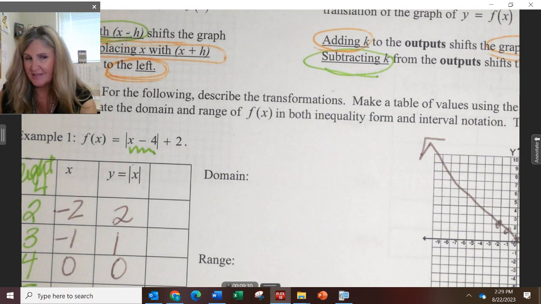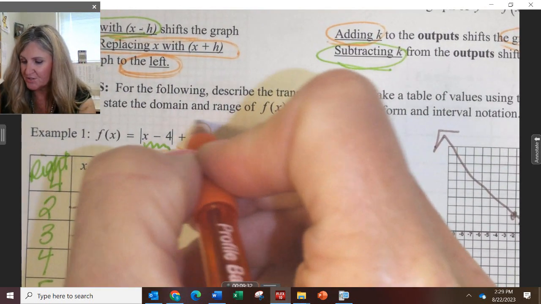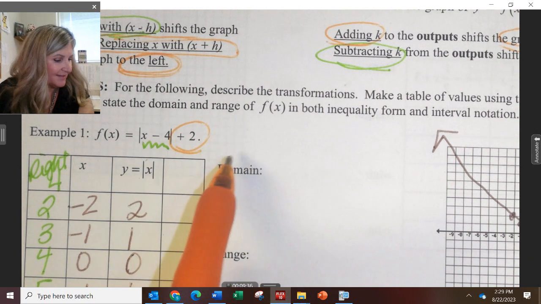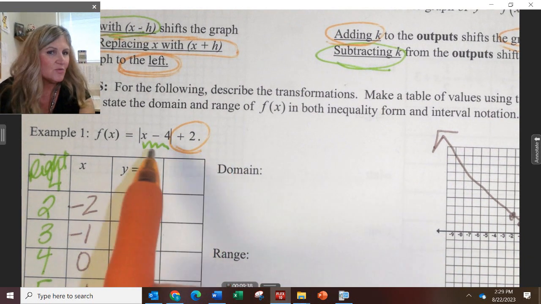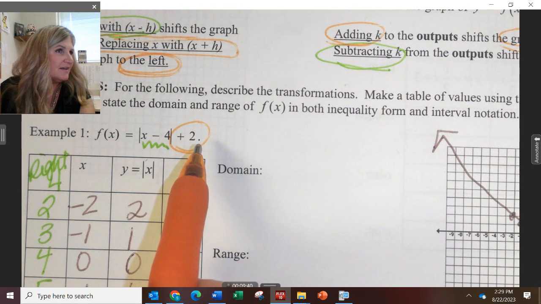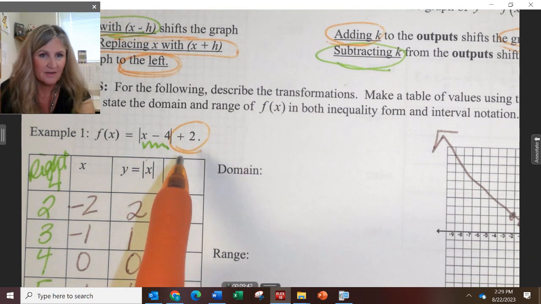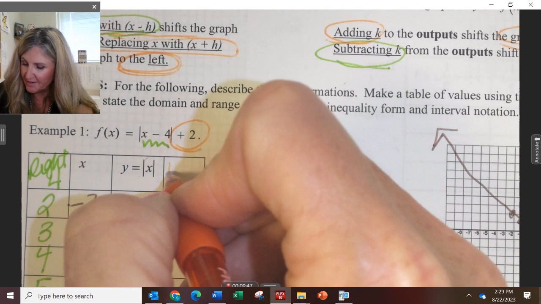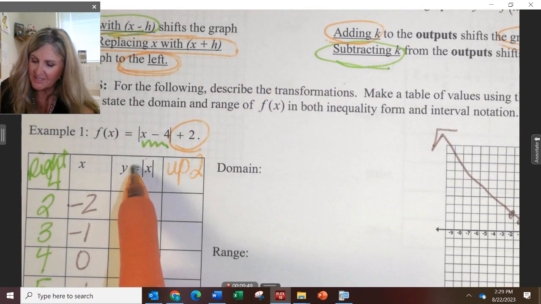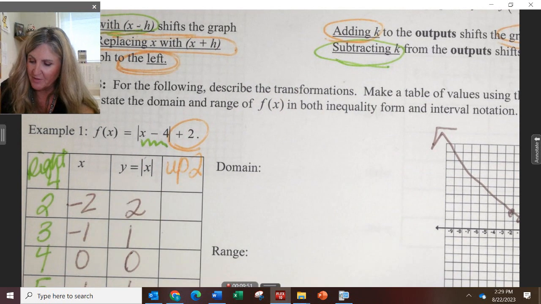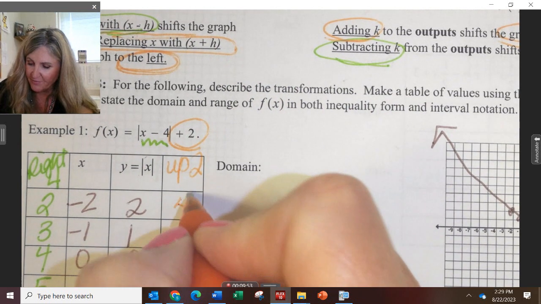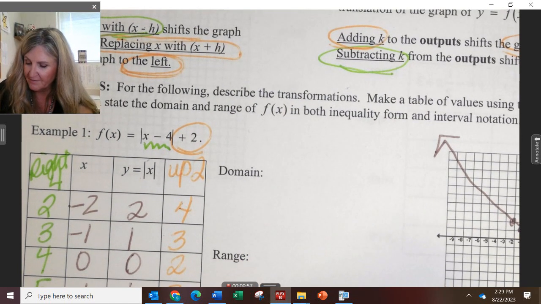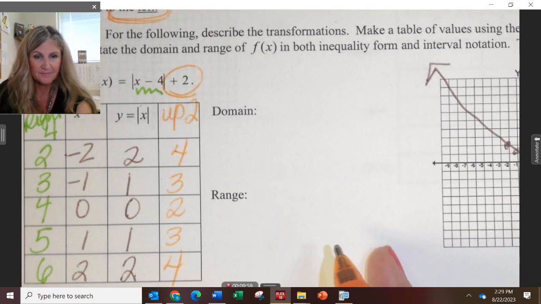Okay, what about this at the end now? This plus 2 right here. This is not inside with the x, it's on the outside. Alex, what's it do when it's on the outside? It moves it up or down. And what's the plus going to do? Move it up. Up 2, good. So now we have to take all of these y values and move them up 2. So I'm going to have 4, 3, 2, 3, 4.